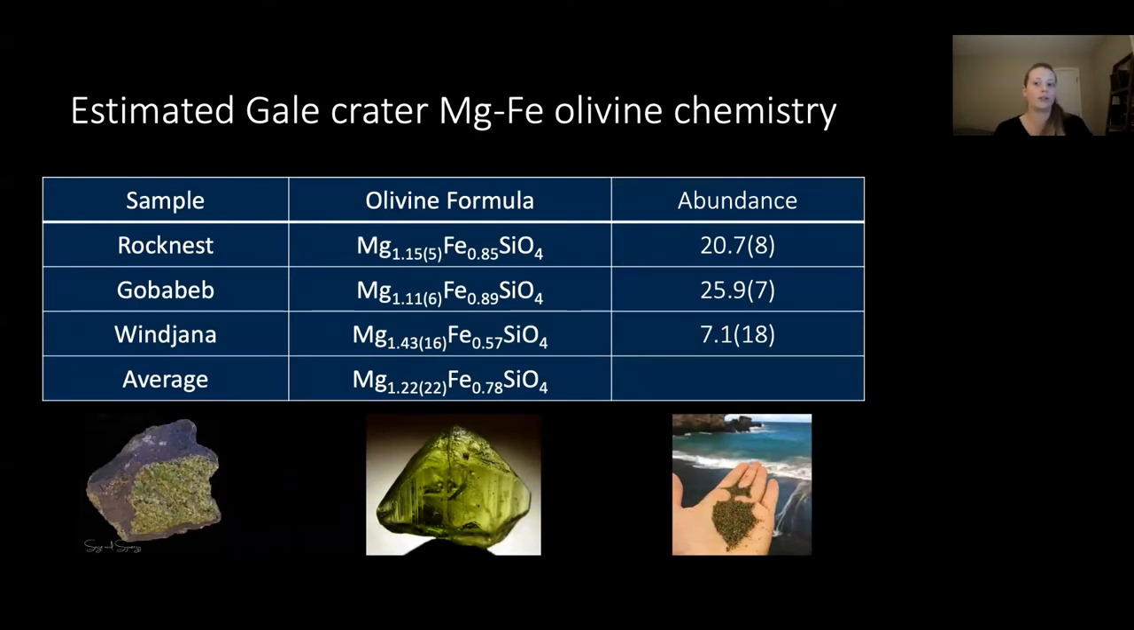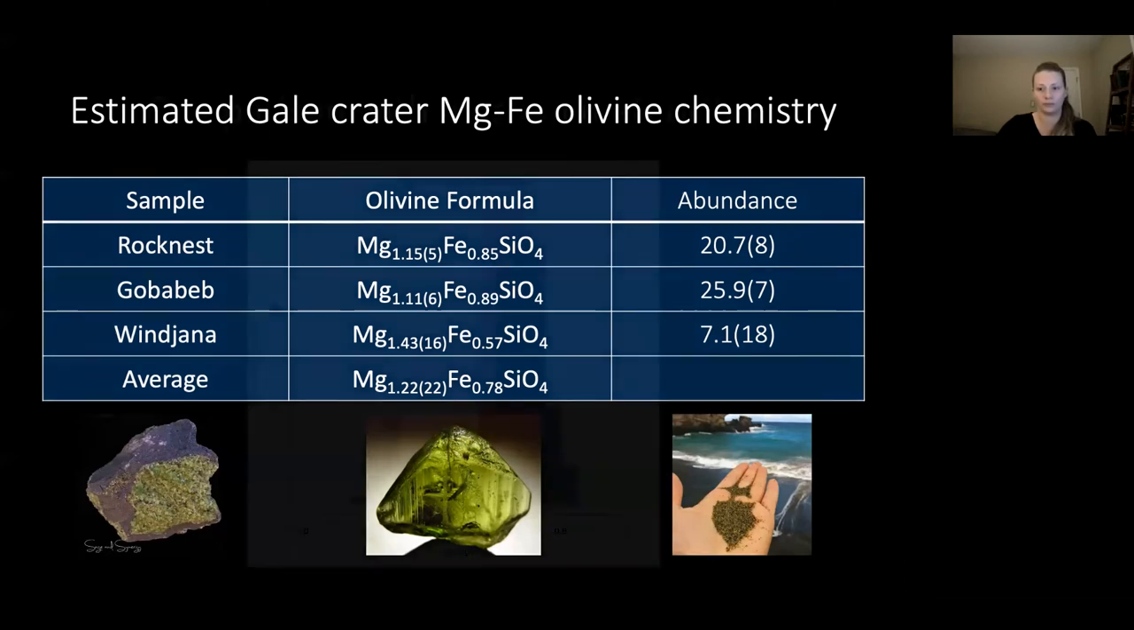Here are the compositions of the olivine that we analyzed in Gale Crater. The two scoop soil samples, Rock Nest and Gobabeb, had very similar compositions, which are much lower in magnesium than the drilled sandstone Wingina, which is from that Kimberley formation I mentioned earlier. Overall, the Gale olivine contains more iron than what we generally observe on Earth, which tells us one of two things: either the Martian olivine crystallized at lower temperature than what we generally see on Earth, or the magma it crystallized from had a significantly higher iron component than what we generally have on Earth.